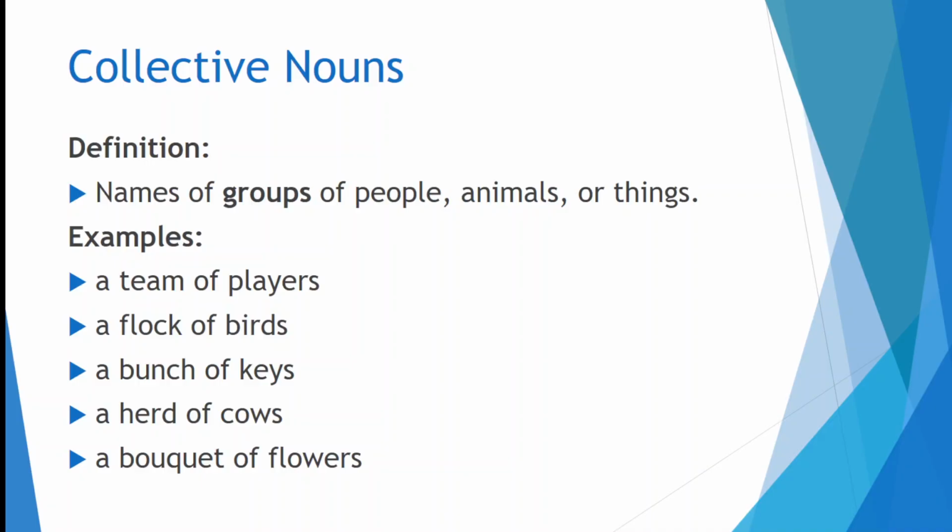And the third one is collective nouns. Collective nouns are the names of groups of people, groups of animals or things. For example, a team of players, a flock of birds, a bunch of geese, a herd of cows, a bouquet of flowers. So this is the name of a particular group. Okay. So proper noun, common noun, and collective noun.